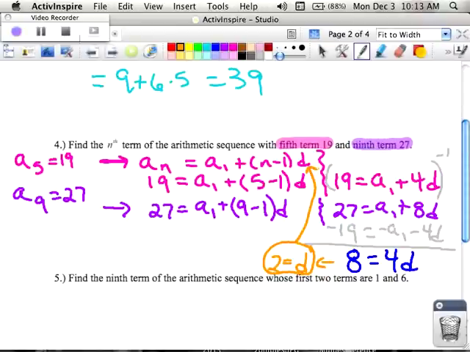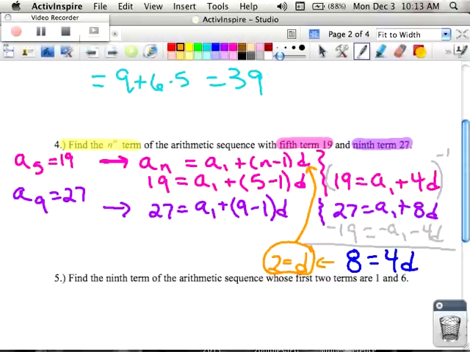And the whole goal, in case you weren't aware, from the very beginning, when I read this, is to find the nth term. That means they want you to write down a sub n equals something. So I'm missing another piece. I'm missing the first term. But I can find that now if I want to, because I could plug that into any of the equations and find my a sub 1.